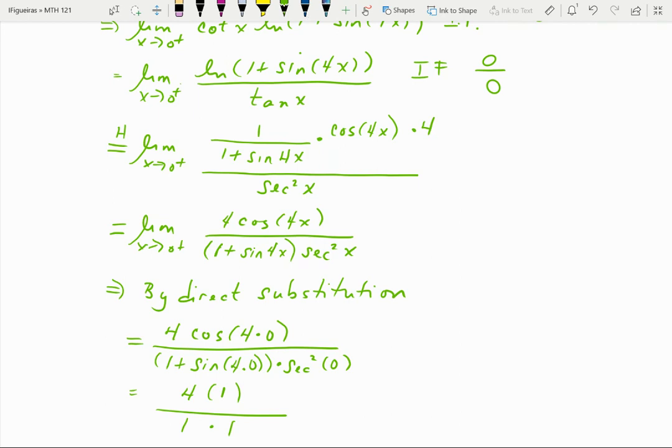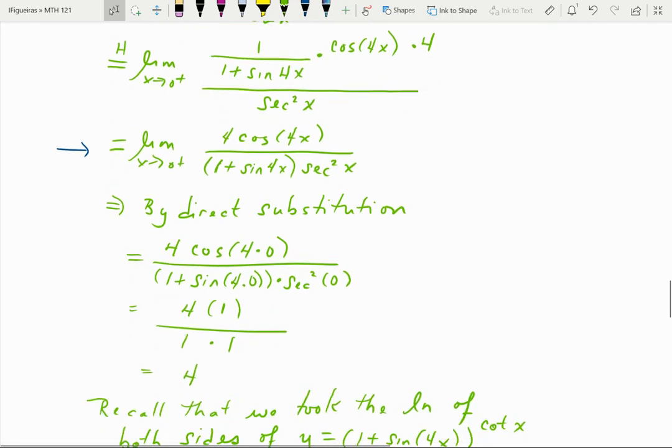Moving on to the next line, I just organized it a bit, so we're not applying L'Hopital's rule here, we're just making it look a little better. So I have 4 cosine of 4x in the numerator, and the 1 plus sine of 4x and the secant squared end up together in the denominator. So now I'm ready to apply direct substitution. By direct substitution, here you end up replacing all of the x's with 0.